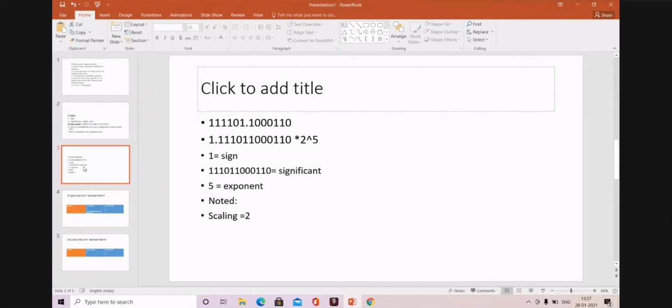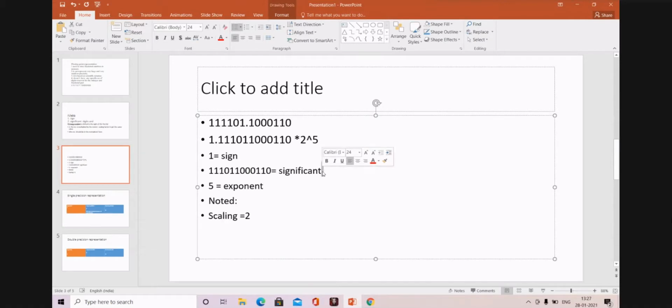Now this first bit is your sign, and the string of bits is called your significant digits. All right, and this is also known as mantissa. This is also known as mantissa.